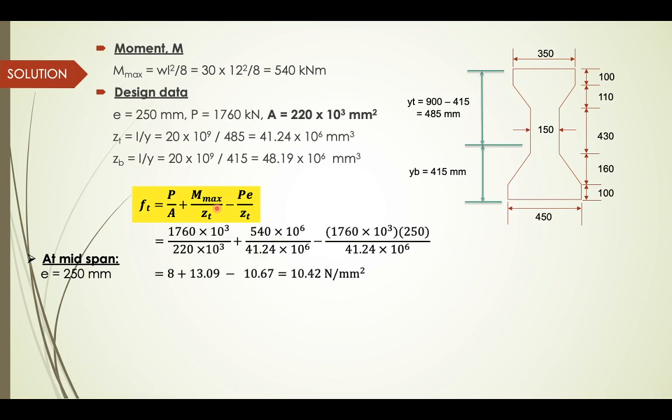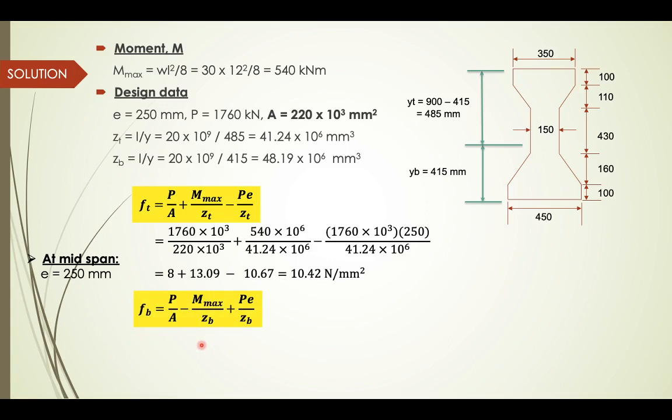Right, so what you can do here is substitute all the values that we have gathered from the question. We have this part, which is for P over A, then we have moment maximum over ZT, and also this part in consideration of the eccentricity. So we have come to a total of 8 plus 13.09 minus 0.67, so we have here 10.42. Right, so the next one is for the stress at the bottom of our beam.